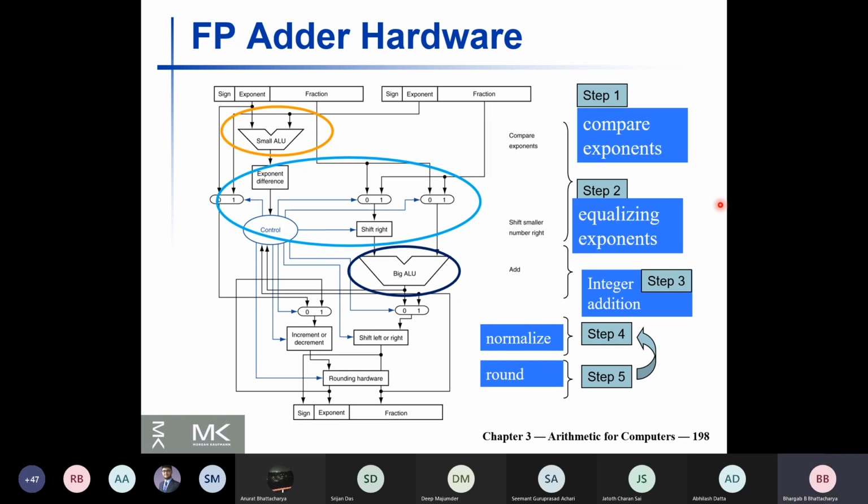So I hope you got at least some idea. Maybe it is still vague at this point what is really happening here, because there are too many things here. Shift left, shift right, and because of the inherent complexity in the representation, the hardware implementation also becomes a little more involved, as you can see here.